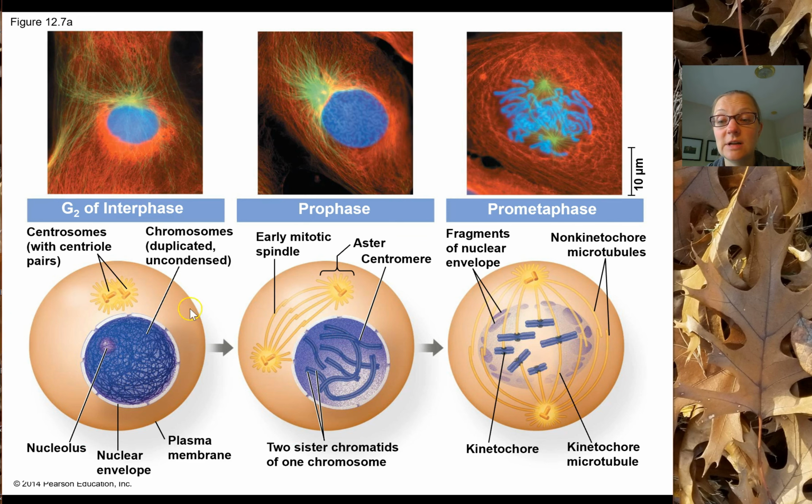So the cell will start here in G2 of interphase. While you can't tell just by looking at the DNA that it's in G2, you won't be able to identify whether the DNA is duplicated or not. You can tell that the cell is ready to go into mitosis because it has duplicated its centrosomes. So typically, a non-dividing cell only has one centrosome. But in preparation for division, it has to duplicate its centrosome.